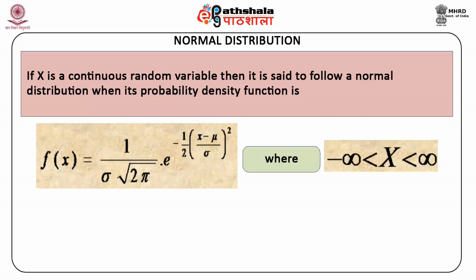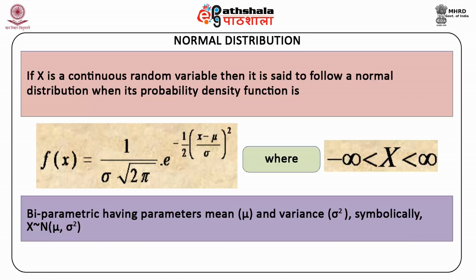2.71828 are mathematical constants. The normal distribution is biparametric, having parameters mean mu and variance sigma squared, and is symbolically written as X is distributed as N(mu, sigma squared).